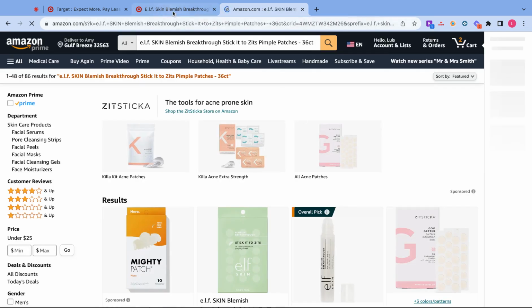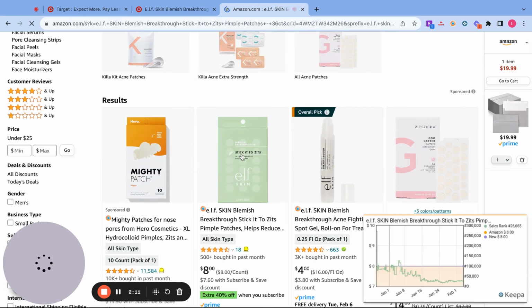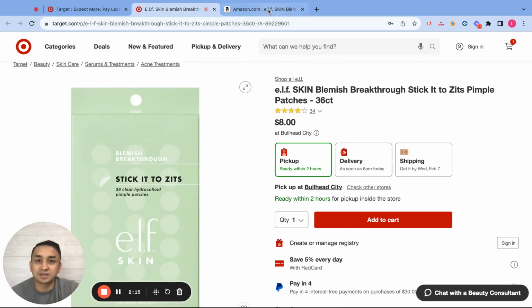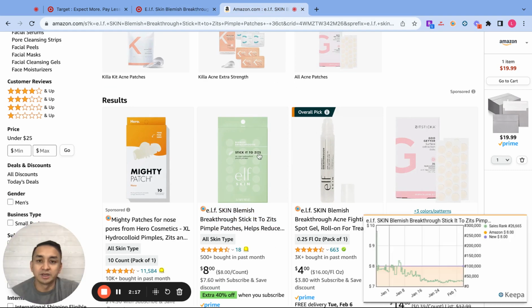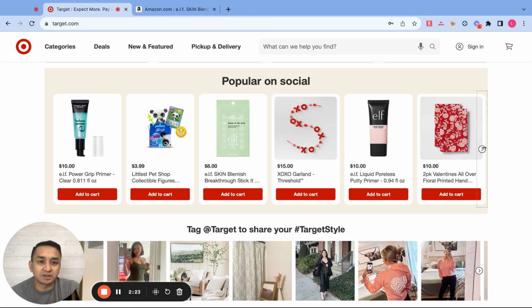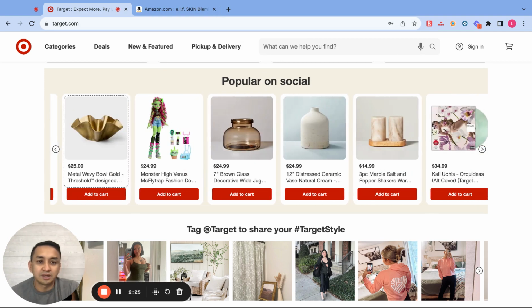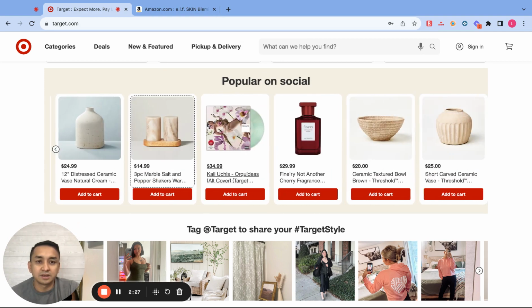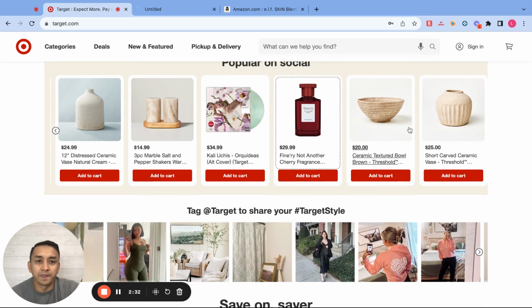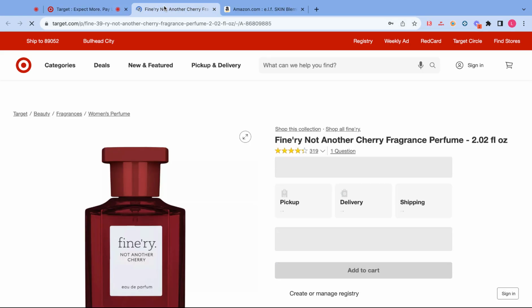So this one looks like it's this one, but the problem is this one's $8. This one's also $8, right? So same product, but the numbers don't make sense. So we skip it right away. Let's see. Here, let's try this one. See if we can find it.